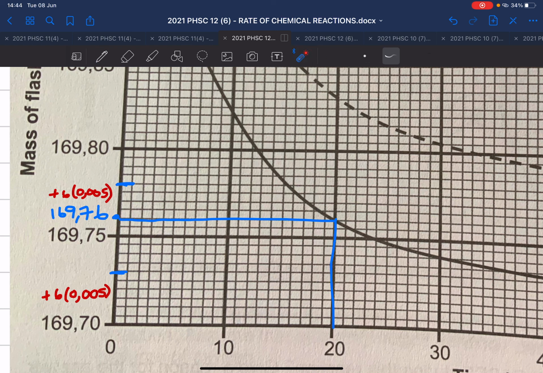Okay, so then you get here 169.73, and here you get 169.78, if I'm not mistaken. Yes. Okay, so that is the value that you have left over.